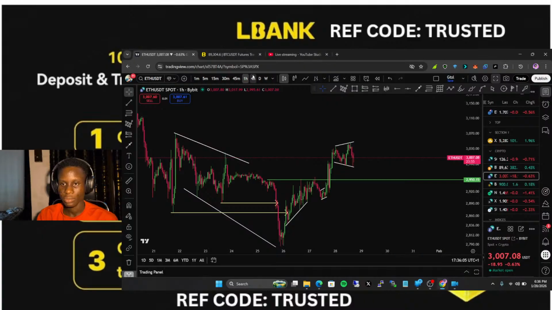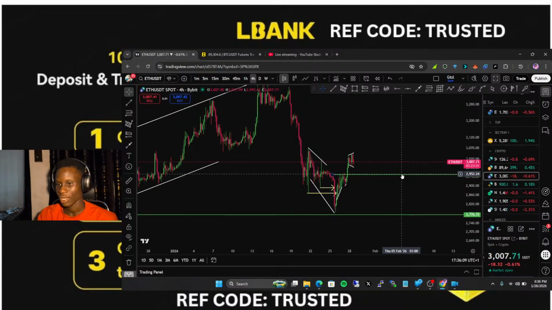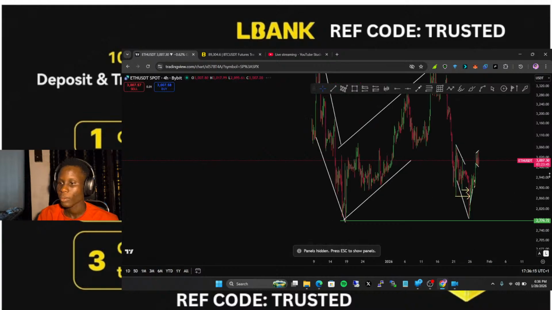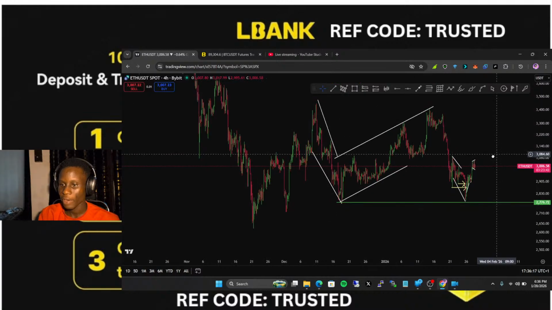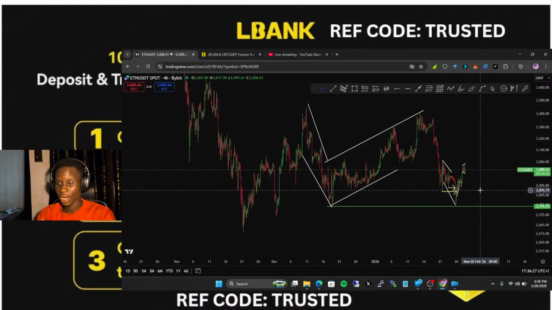On the 4 hours time frame, first thing first, we need to consider our nature. You can see we are at the support level. So we got rejected with a reversal pattern, which is the falling wedge. Then we started trending to the upside.